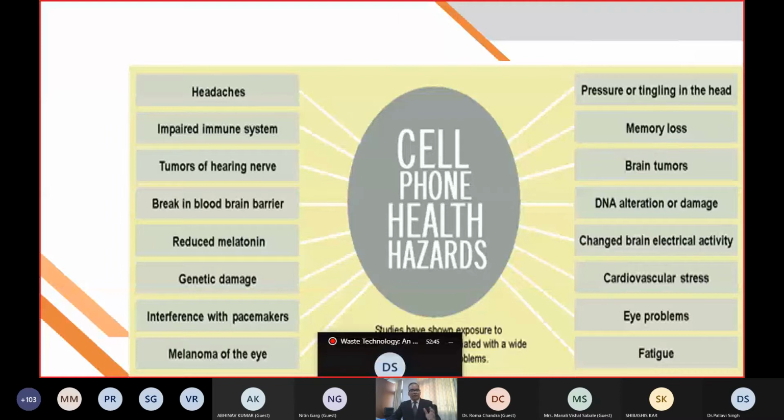Similarly, melanoma of the eye. Pressure and tingling in the head, definitely we will feel the tingling pressure. Memory loss, brain tumor, DNA alteration or damage, changed brain electrical activity, cardiovascular stress, eye problems, and fatigue. These are the consequences of continuous exposure to electromagnetic field in the RF range. Okay.